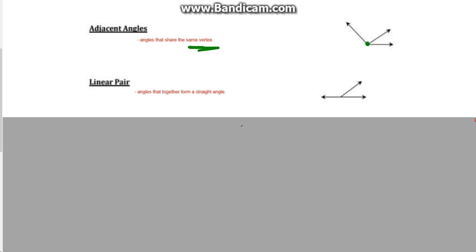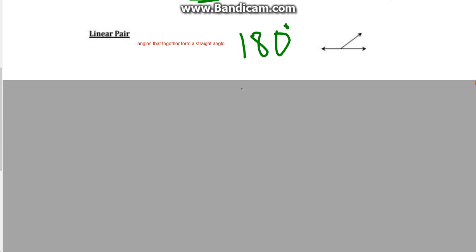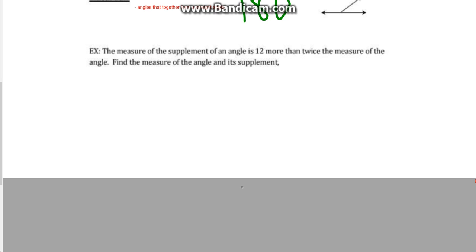Linear pair, angles that form a straight angle, which is equal to 180 degrees. And final problem: the measure of the supplement of an angle is 12 more than twice the measure of the angle. Find the measure of the angle and its supplement.